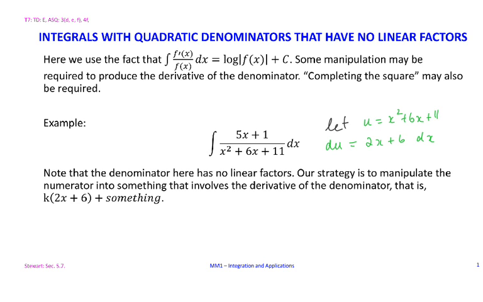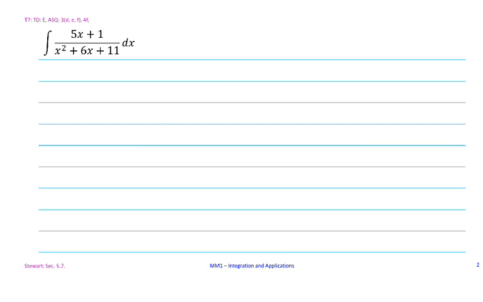So we need this in the numerator. Okay, so the denominator has no linear factors. Our strategy is to manipulate the numerator so that we have k outside of 2x plus 6, which is the derivative of our denominator, plus something. Now, this is going to be a little bit tedious the way I'm going to do this, but you'll see where it all comes from then. Okay.